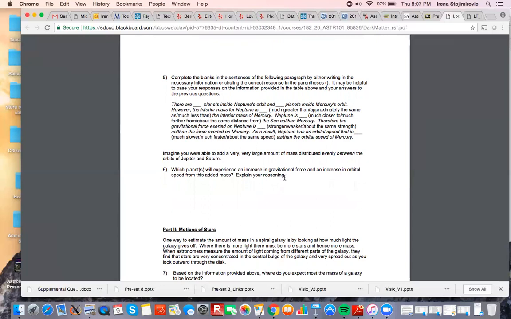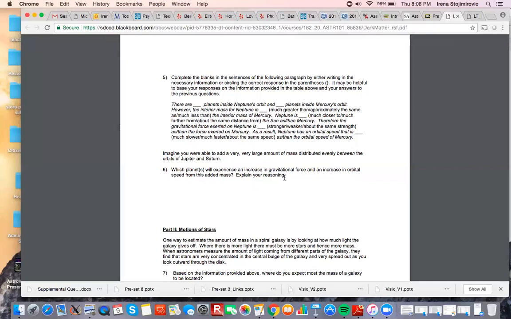I put that if there was the addition of a very, very large amount of mass, the interior mass of Saturn, Uranus, and Neptune would increase, which would also increase their gravitational force and their orbital speed, and it wouldn't have any effect then on Jupiter backwards towards the sun.